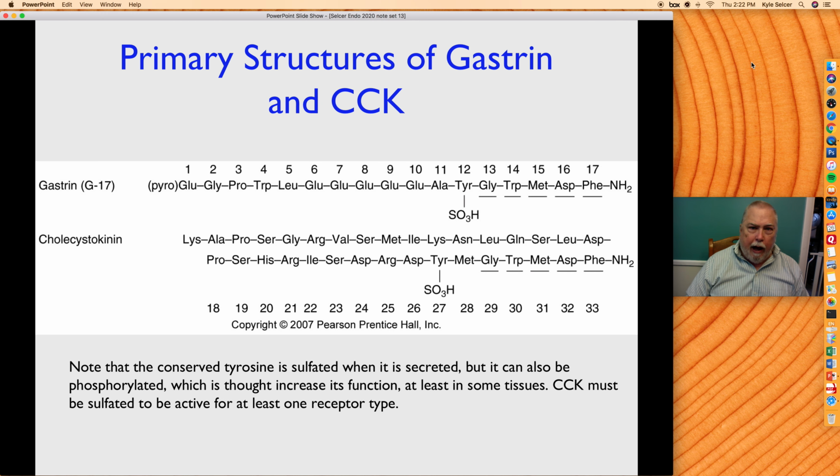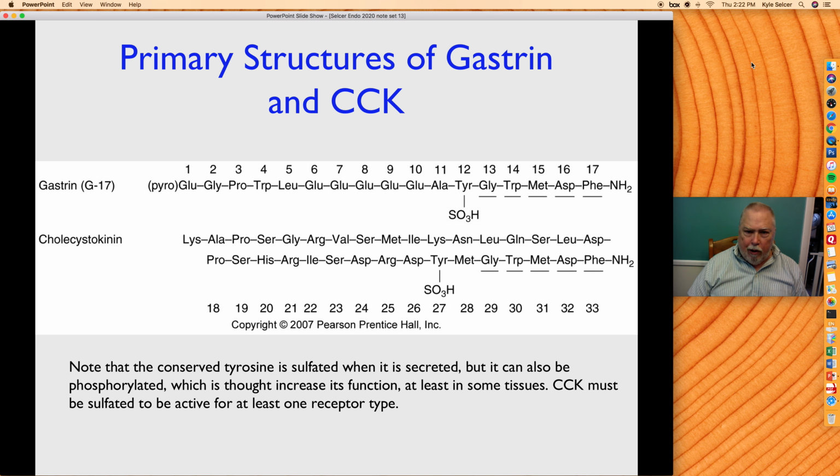Primary structures are gastrin and cholecystokinin. This is gastrin 17, one of the shorter ones. There's up to 30, 34 amino acids on gastrin. The N-terminus has a pyroglutamate. The C-terminus has an amine group added, so that's why it should say COOH, but instead it's CONH2. Kind of unusual to have an amine group at your carboxy terminus.